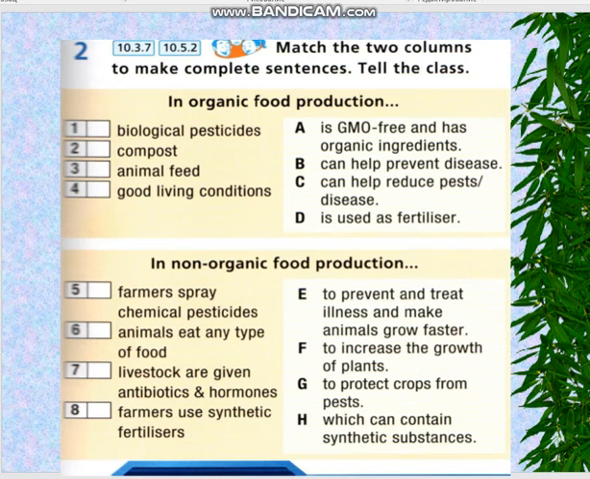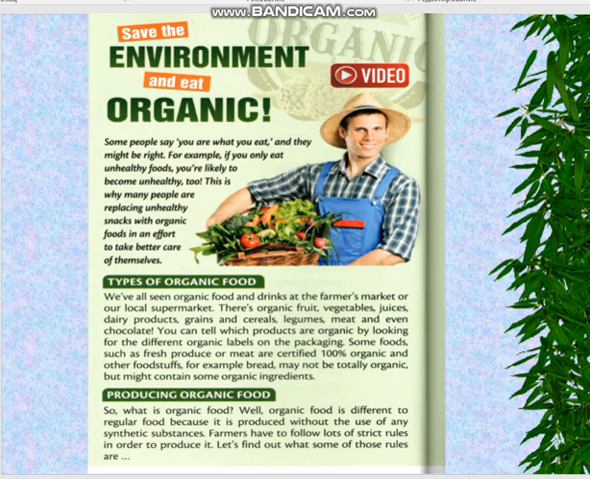So, in the next exercise, you should match the two columns to make complete sentences. In the first column, you should match organic food production, and in the second column, non-organic food production. So, in this text, the title of the text is Save the Environment and Eat Organic. So, you should read the text and do the exercises after the text.